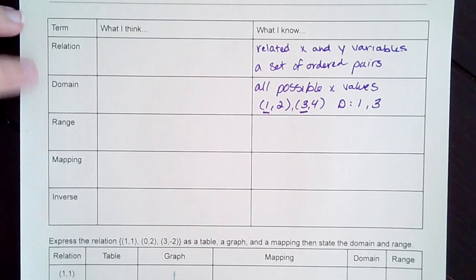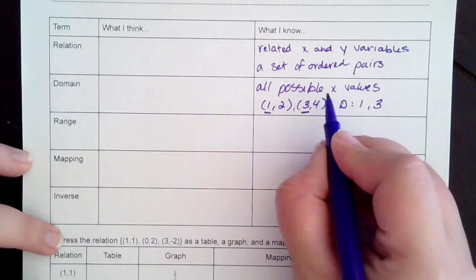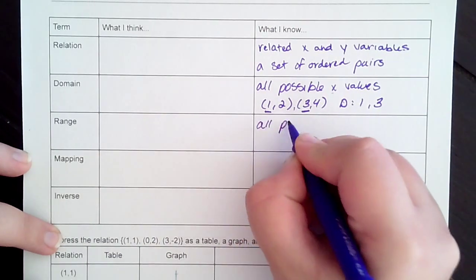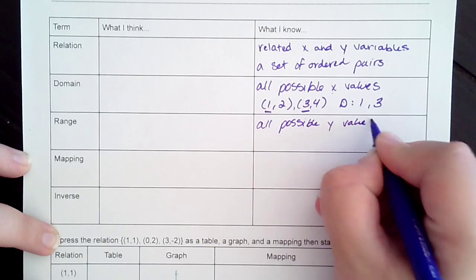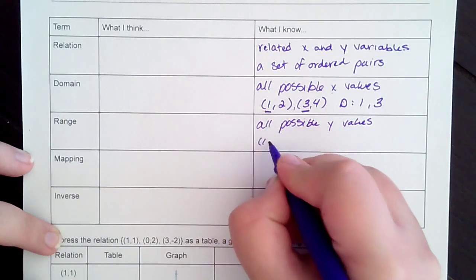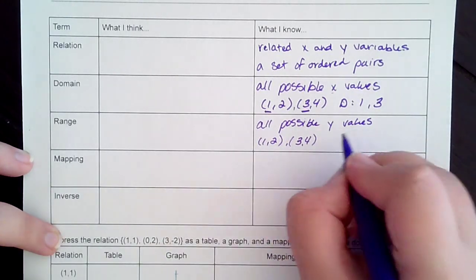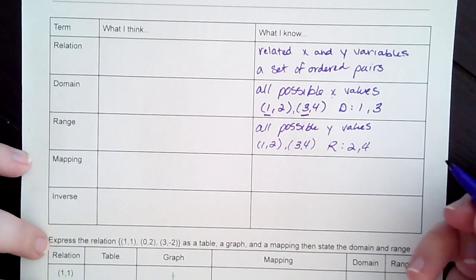The next one would be range. If the domain is all possible x values of a relation, a range is going to be all possible y values of a relation. So I'm going to use that same exact example. I have 1, 2 and 3, 4. And my range for that relation would be 2 and the number 4.